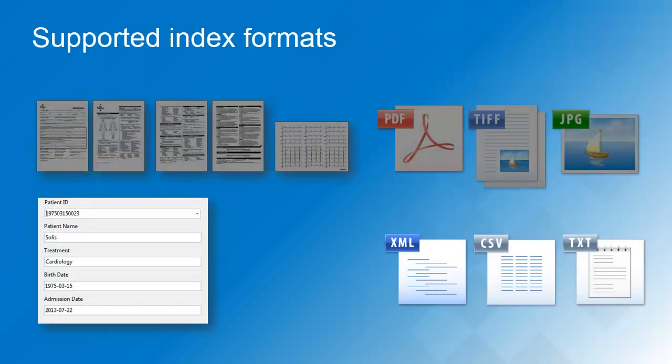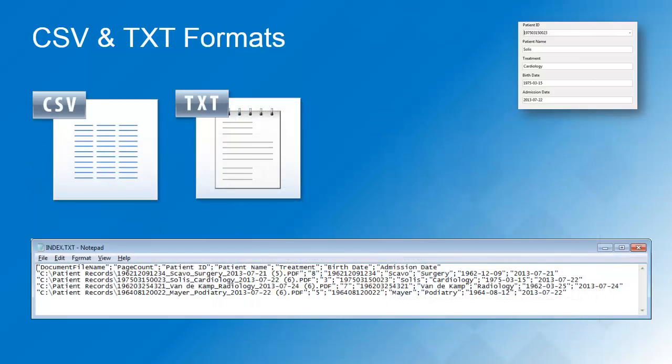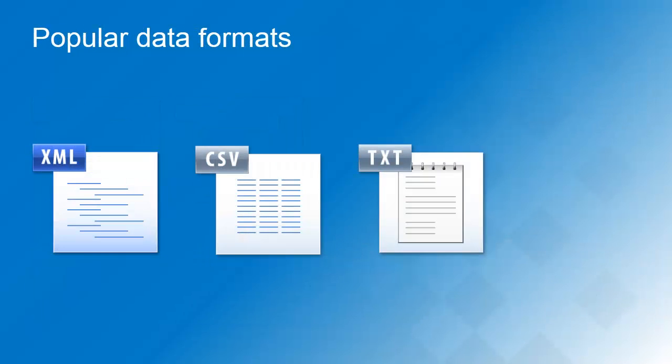Next to electronic document images, the multi-page connector can also export index data. It supports XML, CSV and TXT format. XML, or Extensible Markup Language, is a structured and standardized text format that can be used to store index data. CSV and TXT are both flat text formats. CSV stands for comma-separated values. XML, CSV and TXT formats are very common, and many document management systems out there support them.